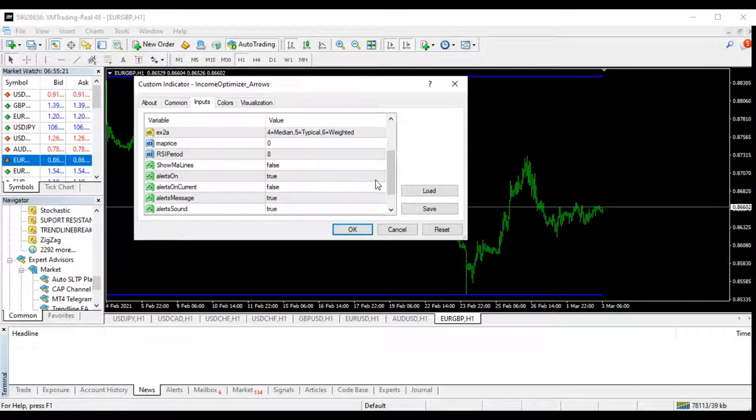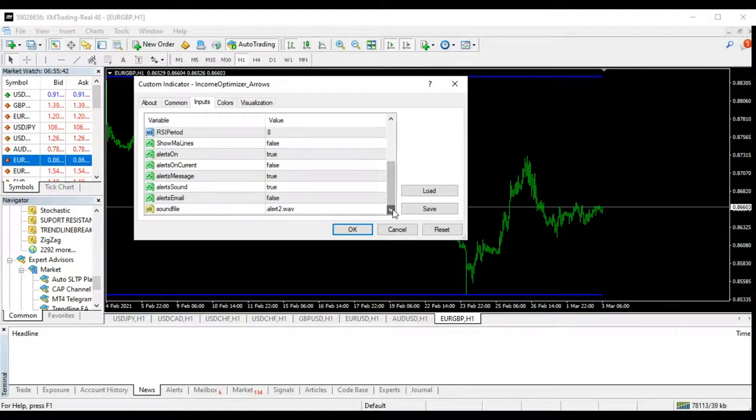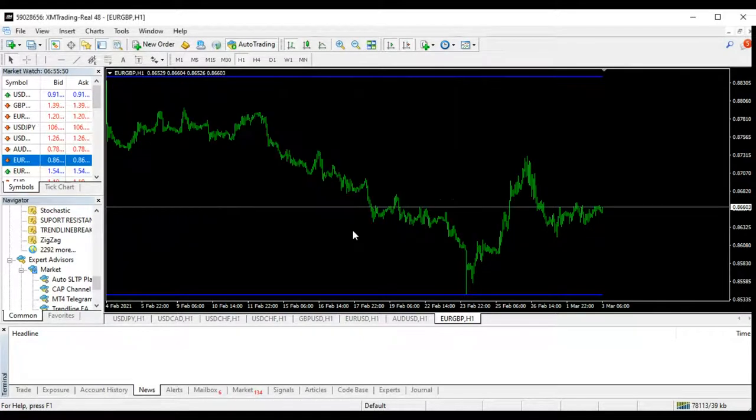No, alert is on. Yes, make sure your alert is on, because if not, you cannot get signal. Alert on current, I put false, false. Alert message, yes. Alert sound, yes. Alert message is the one that will send the alert to your phone, and you can use your phone to enter the trade. Okay, alert email, well, this one too, if I like, I turn it on. But now let's go and see exactly how it looks like.